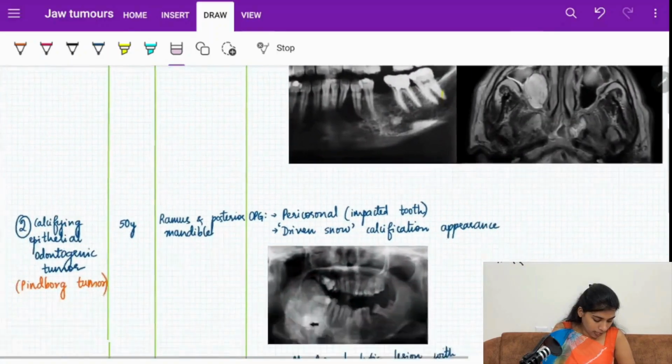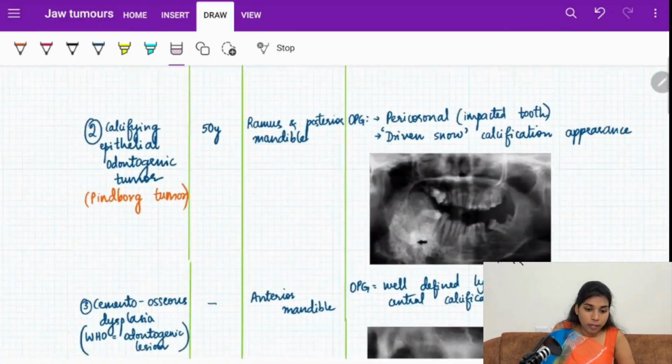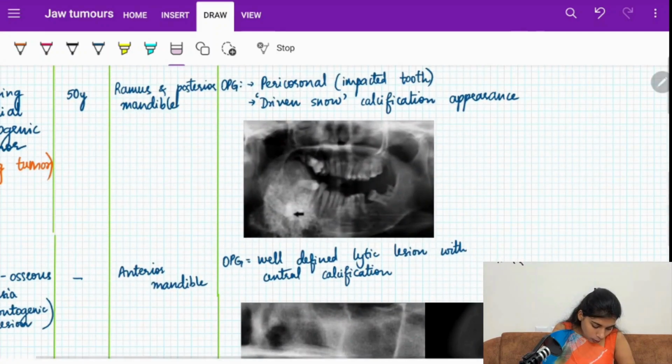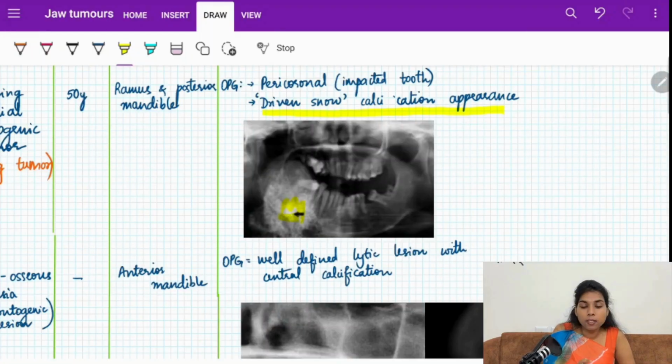Now we'll go to the second lesion, that is Pinbock tumor. Pinbock tumor is also known as calcifying epithelial odontogenic tumor, seen in an elderly, most commonly located in the posterior mandible and the ramus. What is important is on an OPG, you will see that it has a driven snow calcification appearance. This is again a spotter, driven snow calcification appearance, and it is typically pericoronal in location. That is, it is located above an impacted tooth.